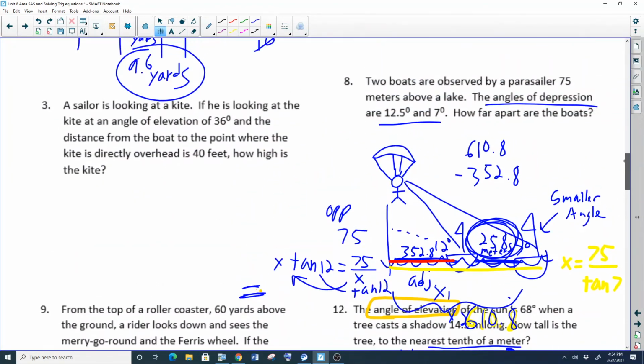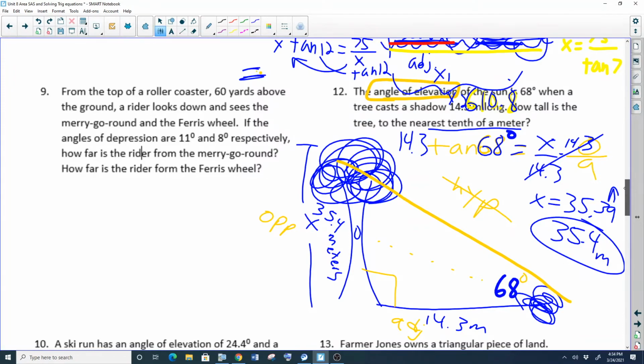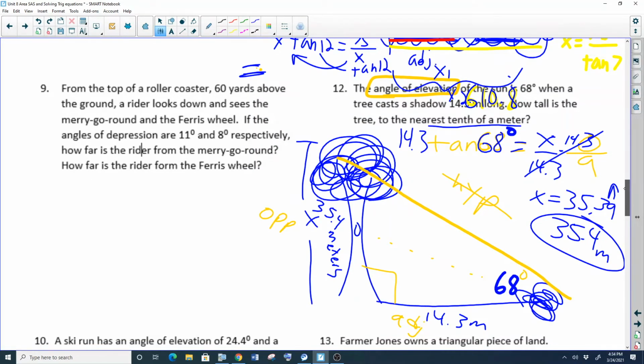Okay, last but not least, here we go. Ooh, there's our shadow problem. So you can take a look there that we did opposite x is the tree, and the shadow is 14.3 meters, and the angle of elevation was 68 degrees. And so that means that we're going to do tangent of 68 equals x over 14.3, opposite over adjacent. And then we multiply that to the other side, plug that in our calculator, bada bing, bada boom.